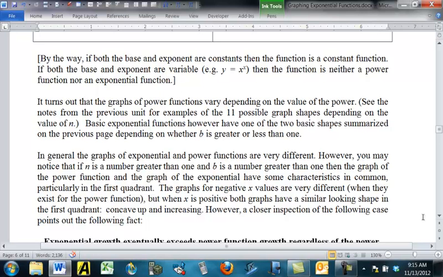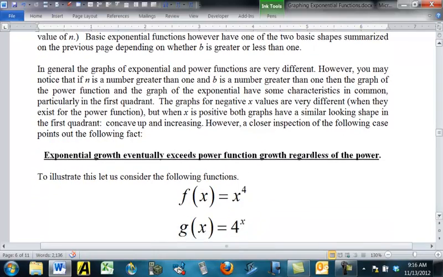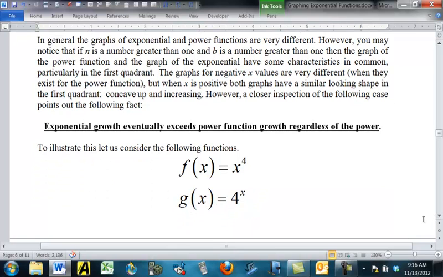Now, in general, the graphs of exponential and power functions are quite different, but if the power is a number greater than 1, and the base is a number greater than 1, and you only look at the first quadrant, then the graphs have some things in common. For negative values, they're going to be very different, if the function even exists there. But in the first quadrant, they're very similar. They're increasing concave up. But exponential growth functions eventually exceed the growth of power functions, regardless of the power.